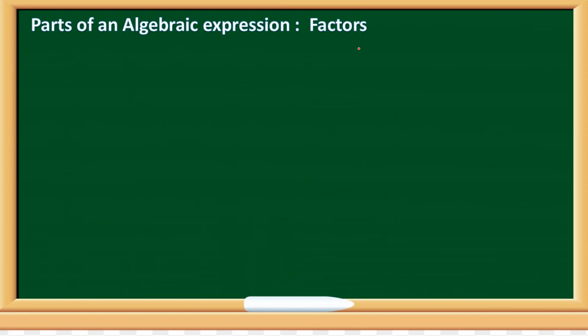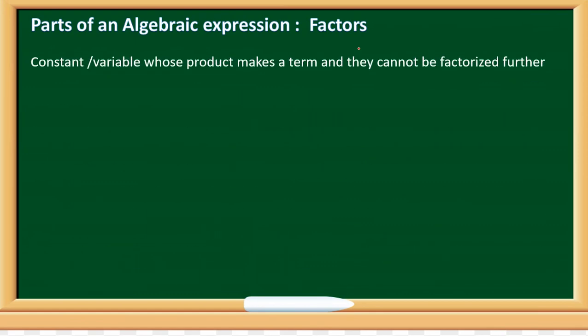Next part of an algebraic expression is factors. Now what is the meaning of factors? Constants or variables whose product makes a term and they cannot be factorized further. For example, 6p cube plus 3. Here 6p cube is the first term, 3 is the second term. Both the terms are added with the plus sign. That means both the terms are added to form an expression.